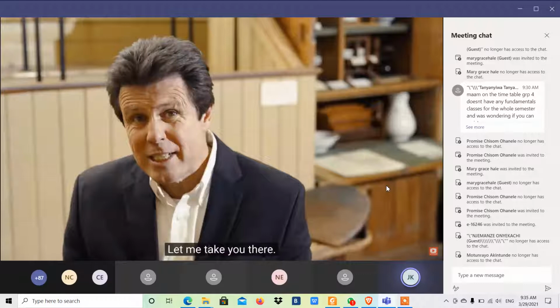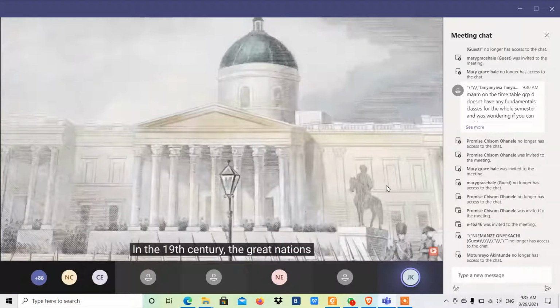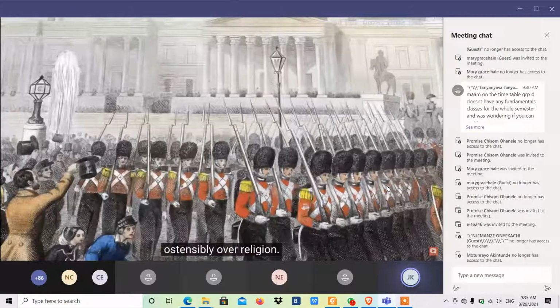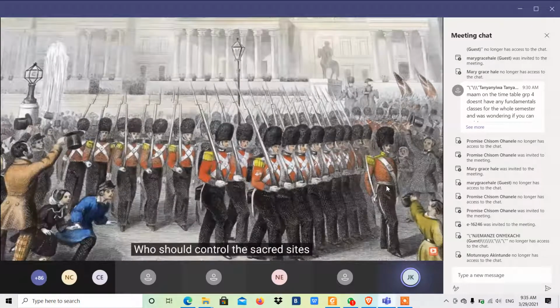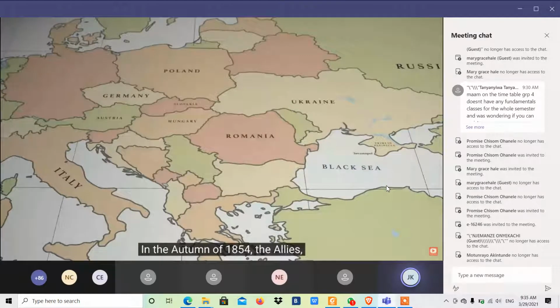In the 19th century, the great nations of Europe lined up against Russia. It was really just another power grab, ostensibly over religion. Who should control the sacred sites in Jerusalem and the Middle East? In the autumn of 1854, the Allies, the English, French and Turks, invaded the Crimean Peninsula.